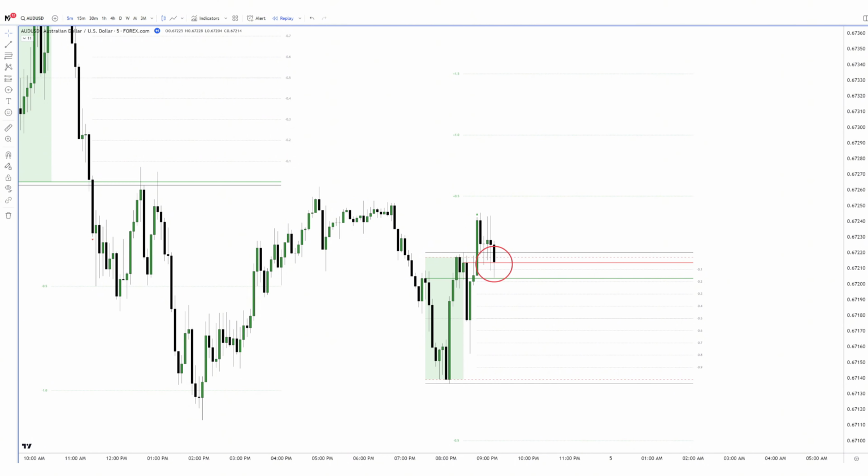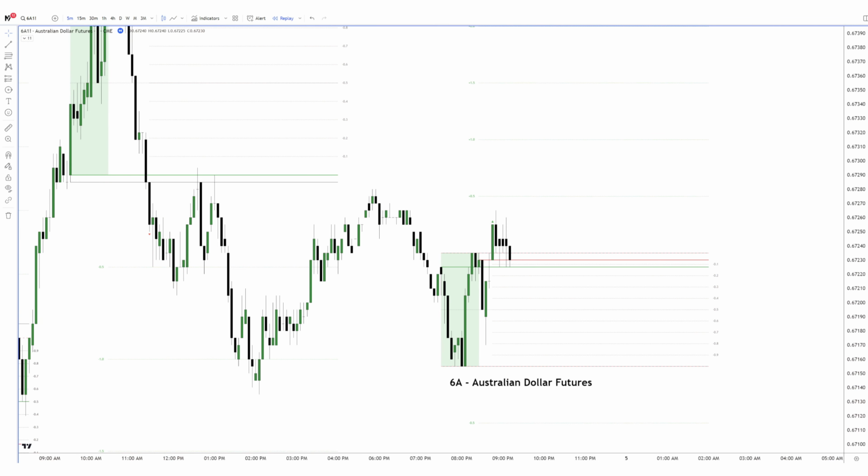Those are already clear rejections for a potential long setup, but if you take a look at the currency's futures chart, you get some better insights. At the same time these rejections happened in the spot market price chart, price rejected the opening price of the ADR 3 times clearly to the tick.